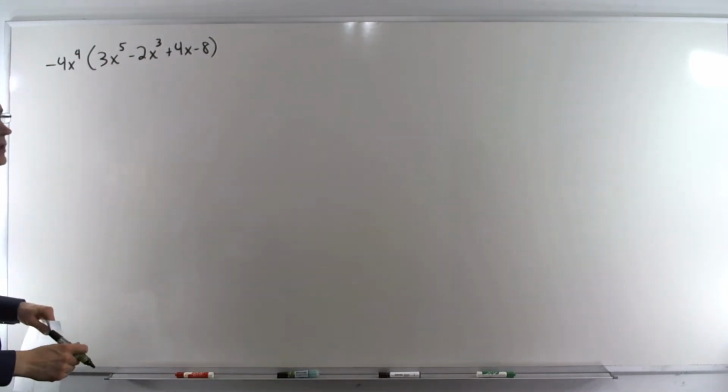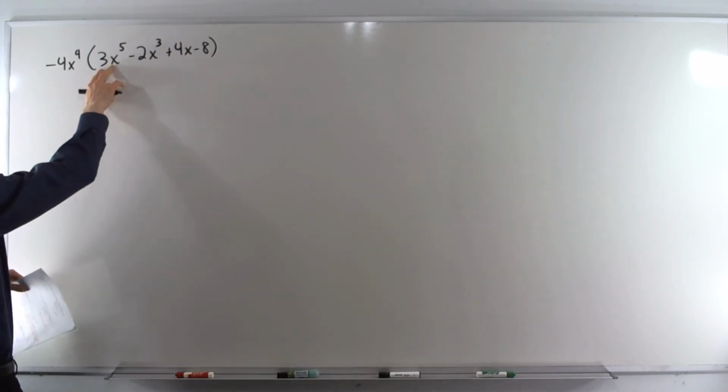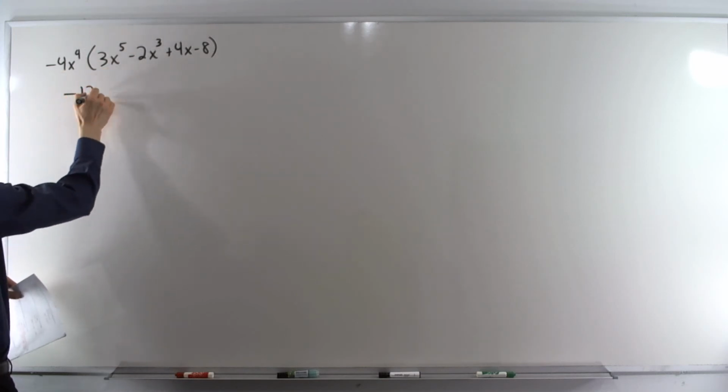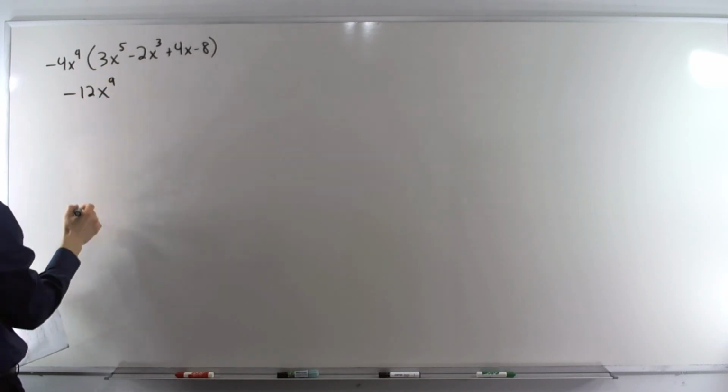So we're going to distribute into a little larger polynomial now, 4 terms. So I have to do 4 multiplications. First by 3x to the 5th. Negative 4 times 3 is negative 12. X to the 4th times x to the 5th. Add the exponents to get x to the 9th power.